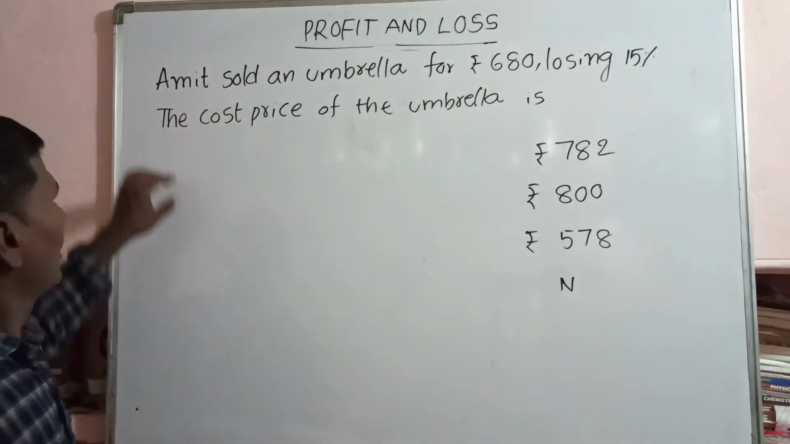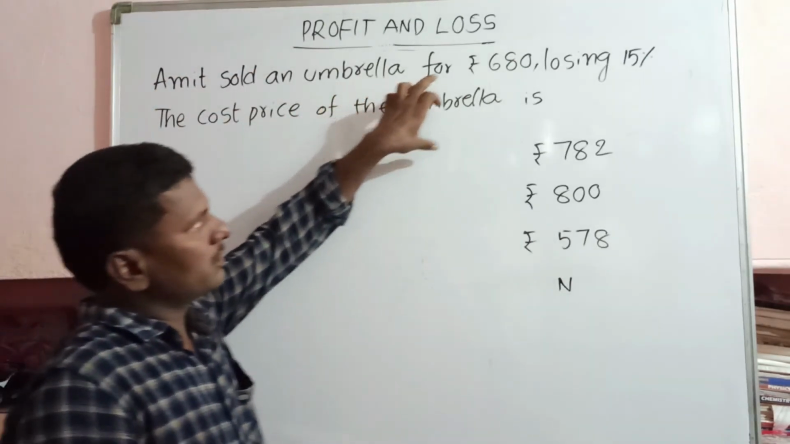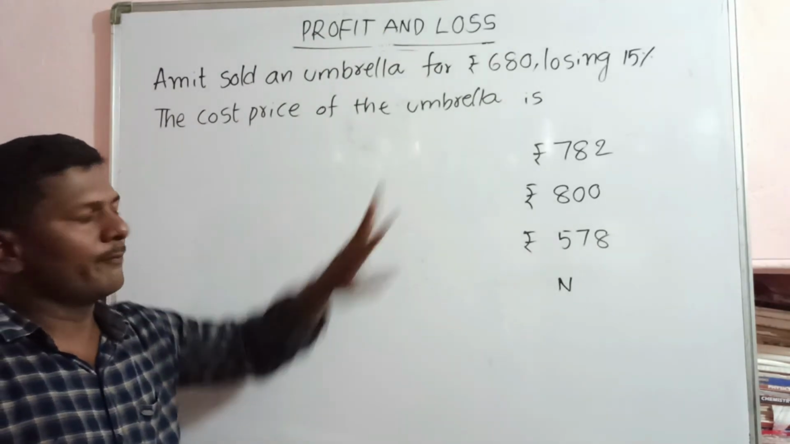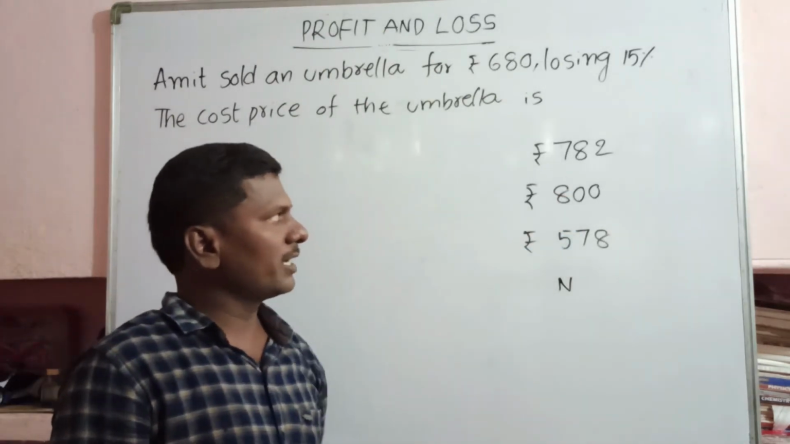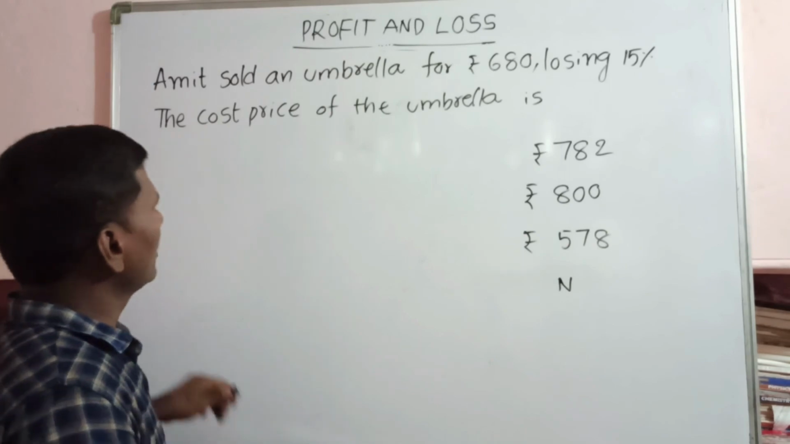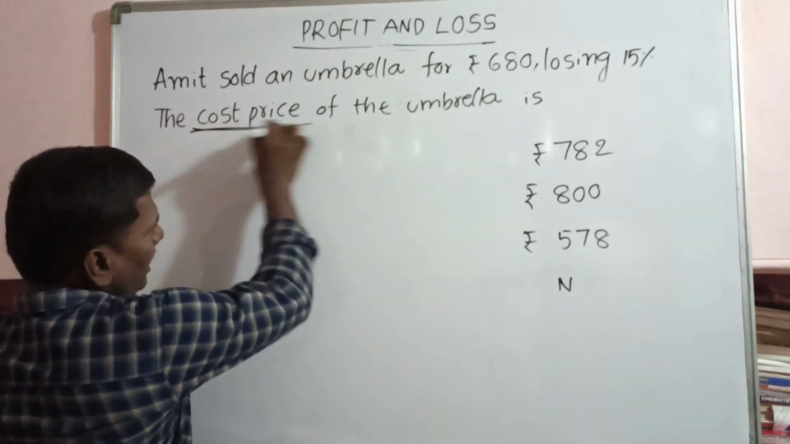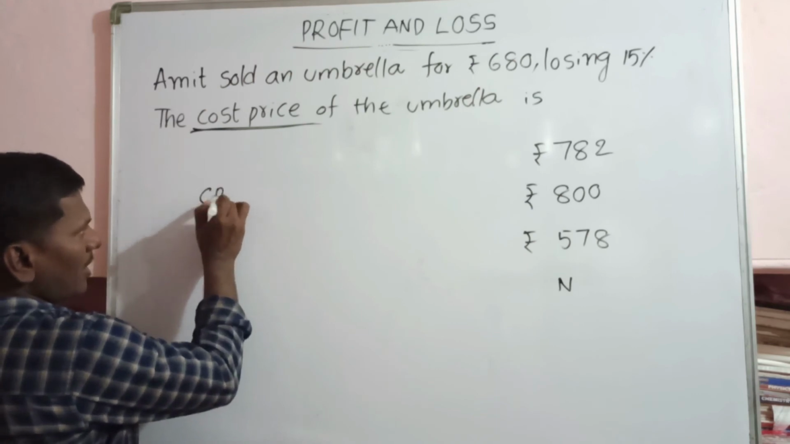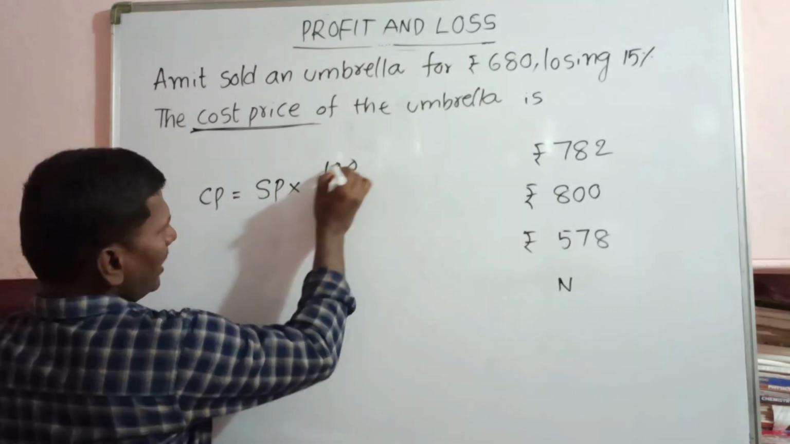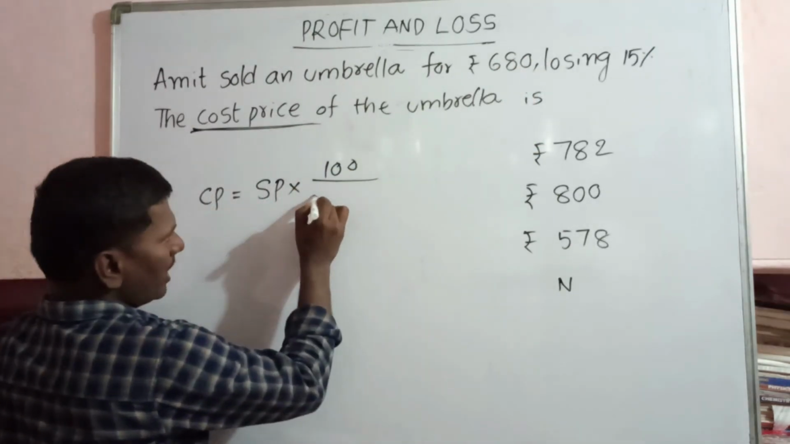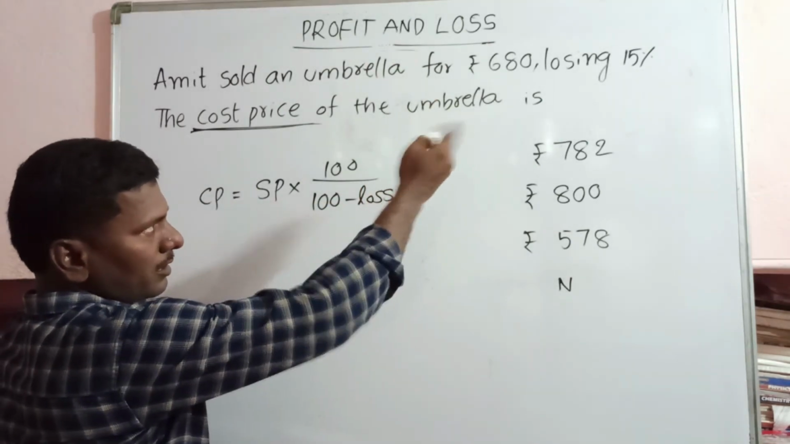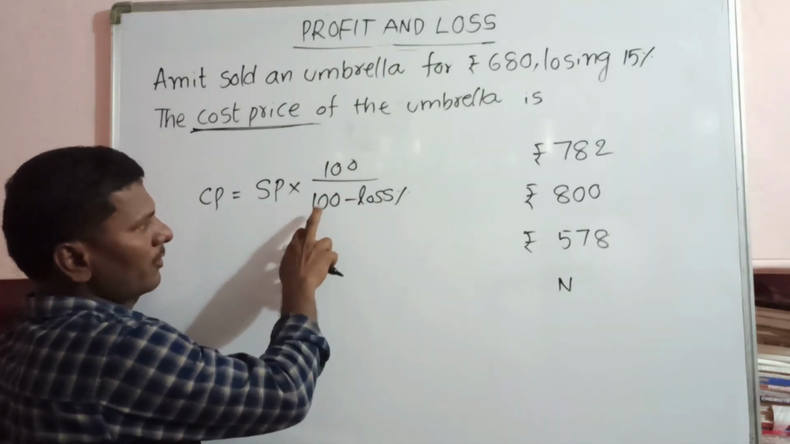So I got 440. Amit sold an umbrella for 680 rupees, losing 15%. The cost price of the umbrella is? First option is 782, 800, 578, none of these. The question is, we are asked to find out cost price. We know the cost price formula. Cost price is equal to selling price into 100 by, here loss is given, that's why I am writing 100 minus loss percent. If you are given gain percentage, here you have to write 100 plus gain percent.